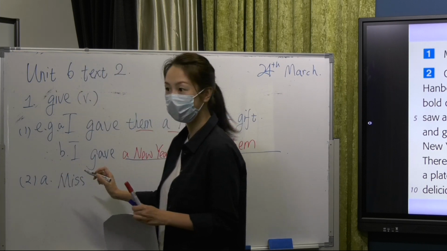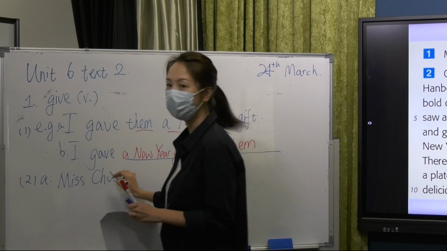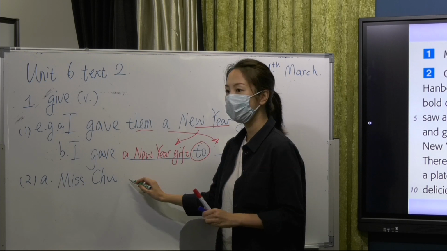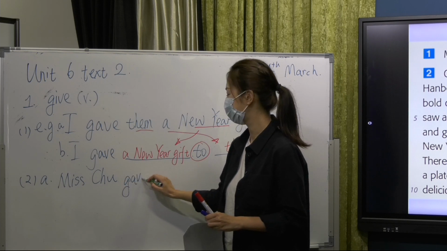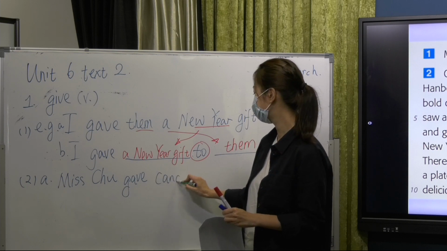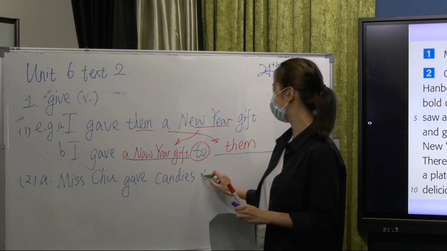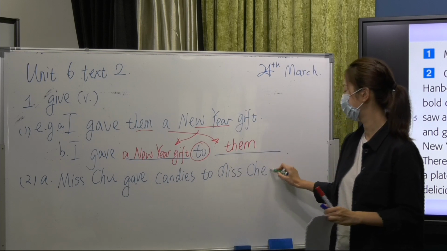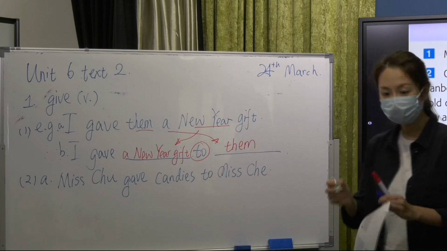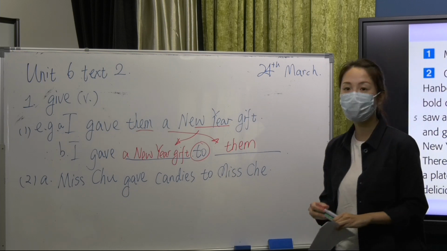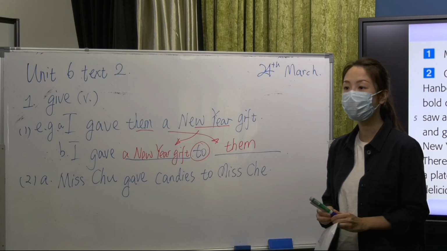Miss Chu is here, right? So Miss Chu can say hi to the student. And Miss Chu gave what? Gave candies to her daughter. To Miss Tan. So can you rewrite this sentence? Okay, can you rewrite this sentence? I'll give you 5 seconds, okay?